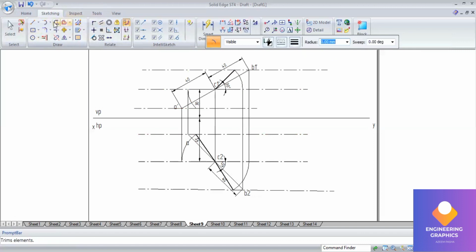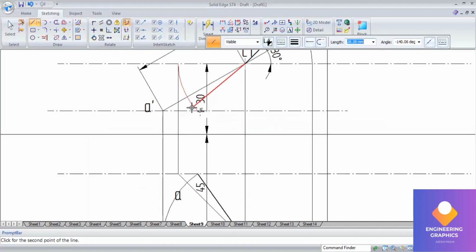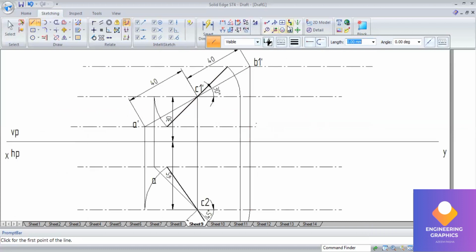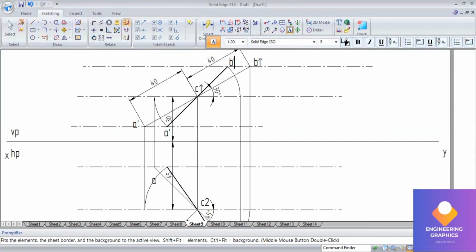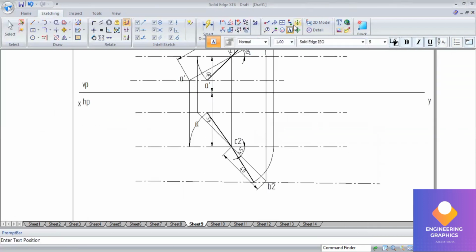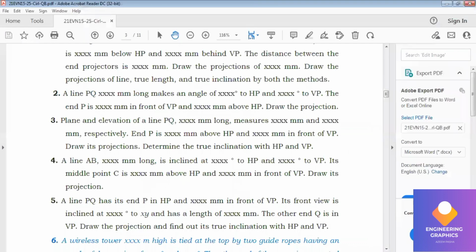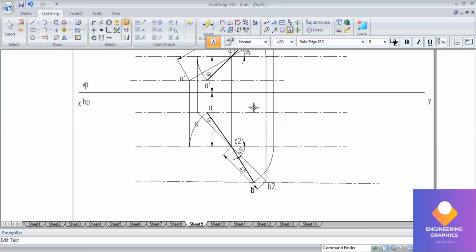Now rotating the upper end length, you get A dash and B dash. In the same way we can mention A and B. So that completes the problem.